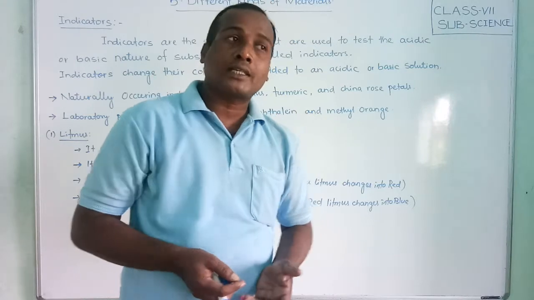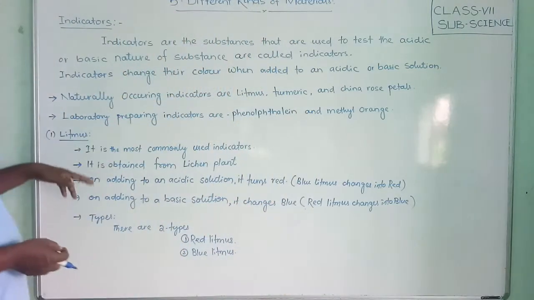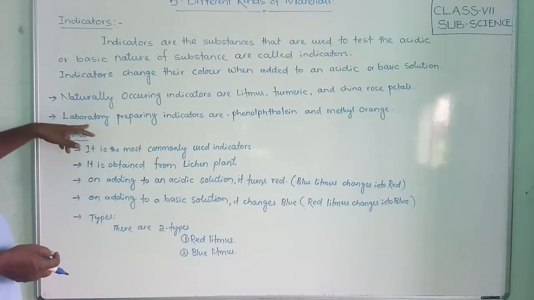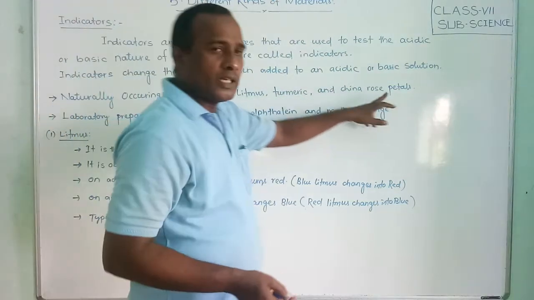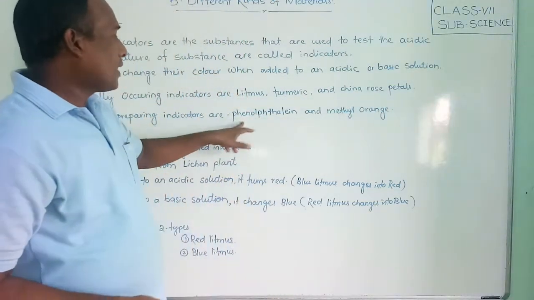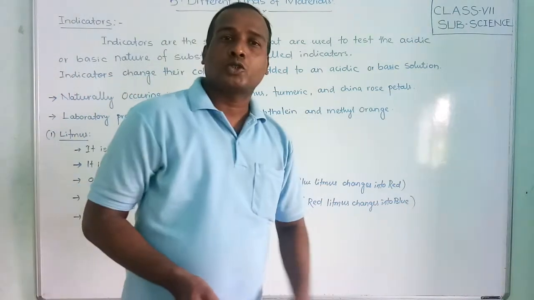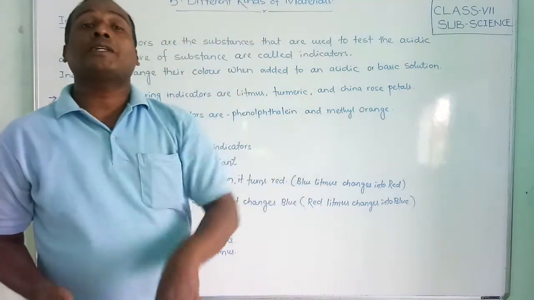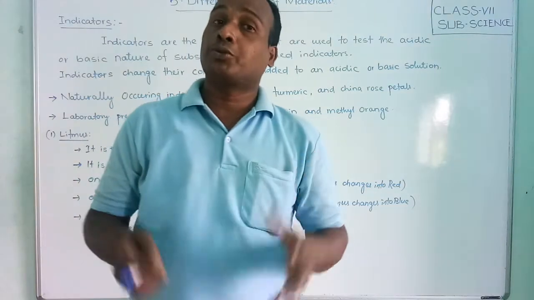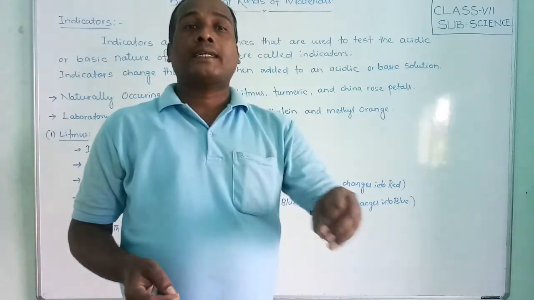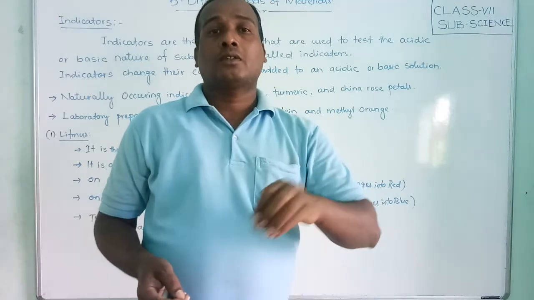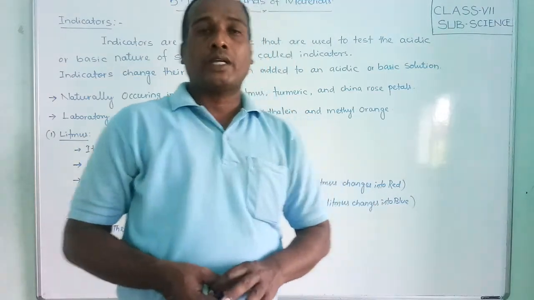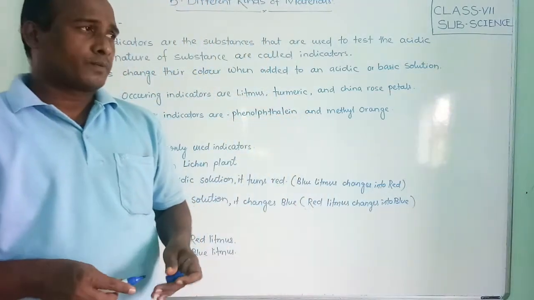So many types of indicators are there. One is litmus. What else, students? You can see we have litmus, turmeric, china rose, phenolphthalein and methyl orange. So different types of indicators are there, which you use to detect acidic substances or to test basic solutions.